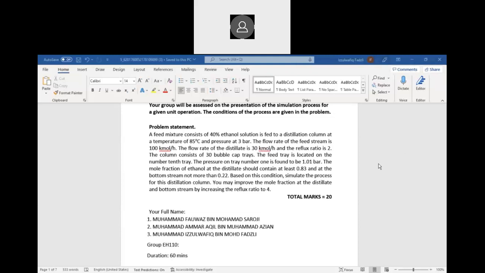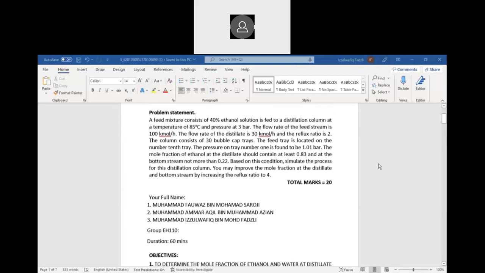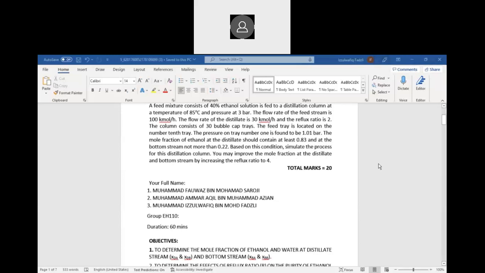The pressure on tray number 1 is found to be 1.01 bar. The mole fraction of ethanol in the distillate should be at least 0.83 and in the bottom stream not more than 0.22. Based on these conditions, simulate the process for this distillation column, and you may improve the mole fraction at the distillate and bottom stream by increasing the reflux ratio to 4.